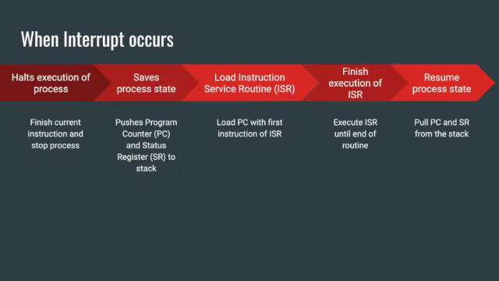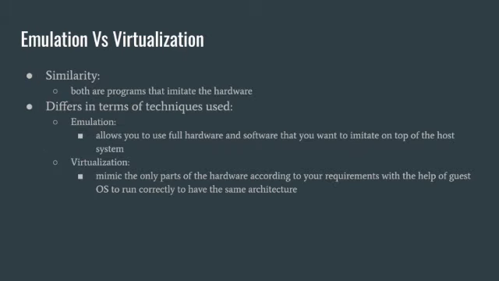When an interrupt occurs, it will halt the current process, save the process state by pushing the program counter and the status register to the stack. It will load the interrupt service routine and finish the execution of the interrupt service routine. Next, it will resume the process state by pulling back the program counter and status register from the stack.